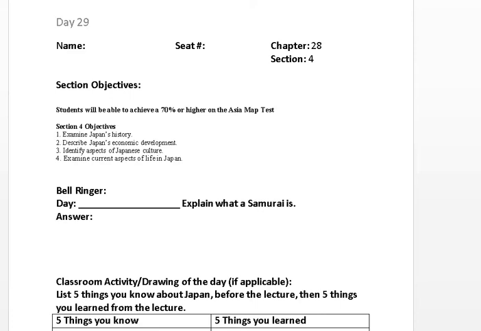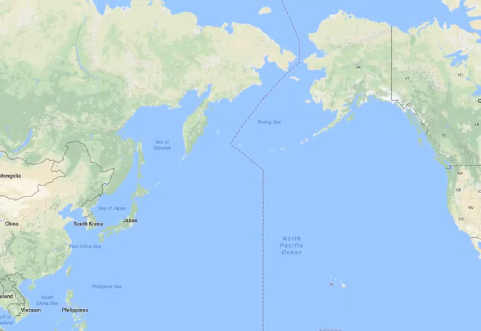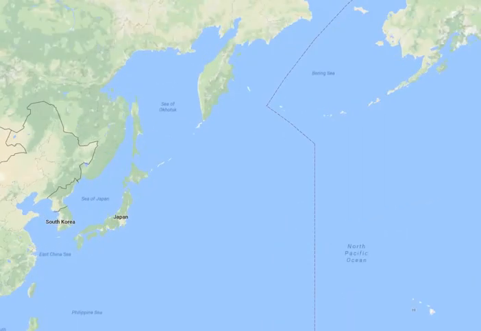So the first thing that we're going to do is look at the map. And as you can see right here, Japan is located to the west of the United States. Now, a lot of people think that this ocean is a great distance, which it is if you start looking at the mainland. But if you consider Hawaii and also Alaska, you're going to see that Japan is a little bit closer to the United States than some people think.